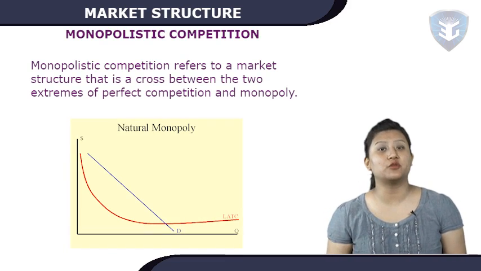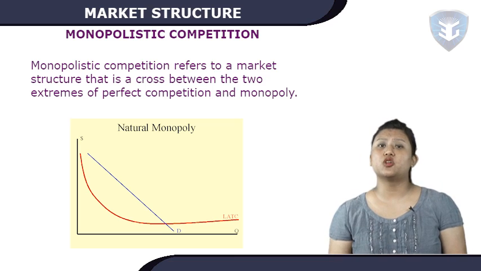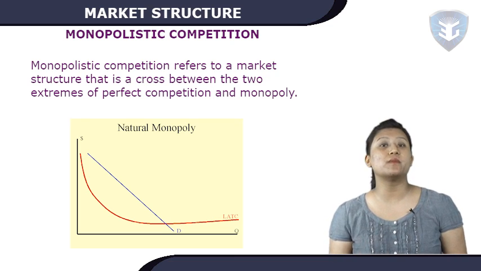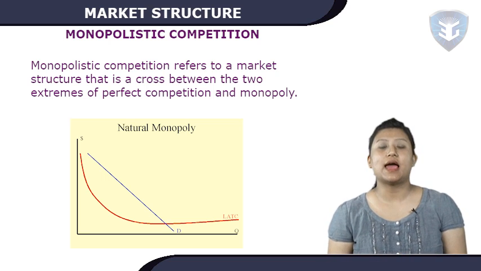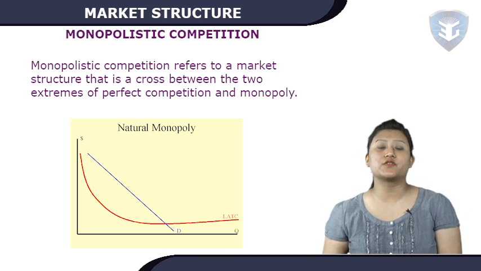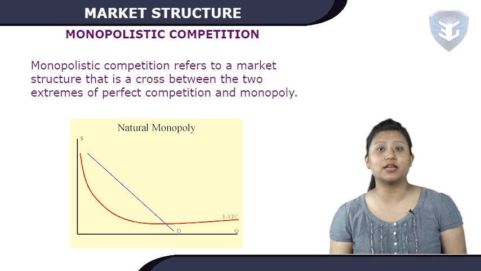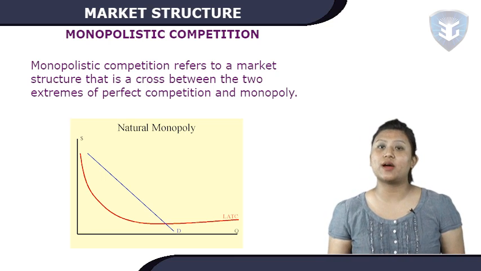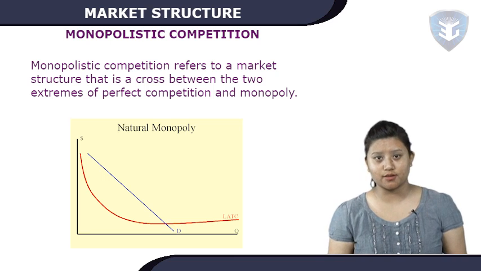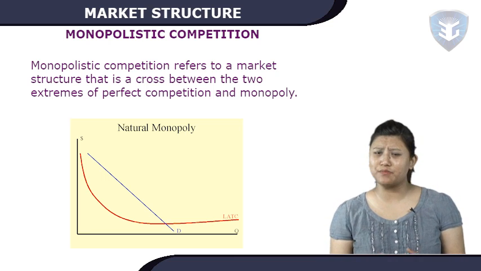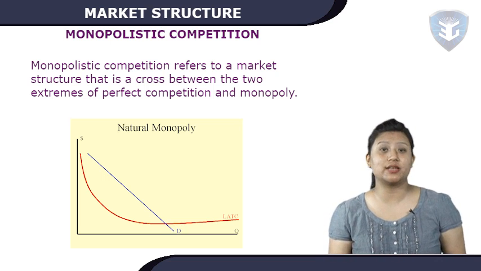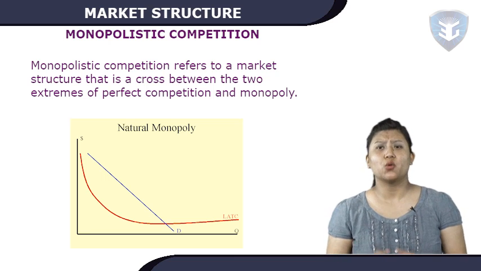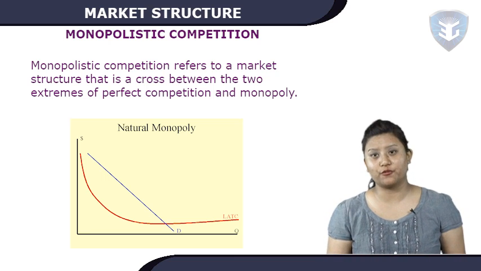Now let's know the meaning of monopolistic competition. Monopolistic competition refers to a market structure that is a cross between the two extremes of perfect competition and monopoly. The model allows for the presence of increasing returns to scale in production and for differentiated rather than homogeneous or identical products. However, the model retains many features of perfect competition, such as the presence of many firms in the industry and the likelihood that free entry and exit of firms in response to profit would eliminate the economic profit among the firms.